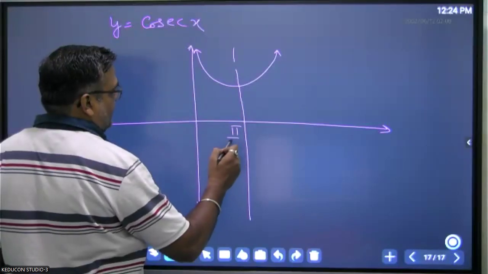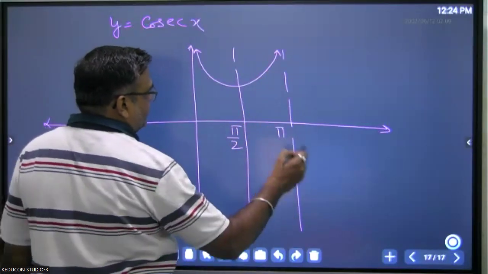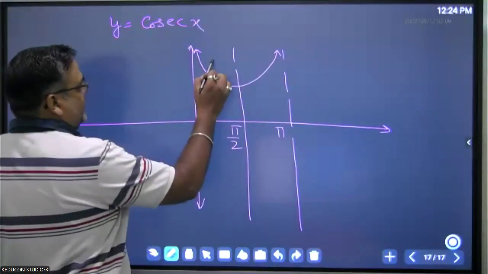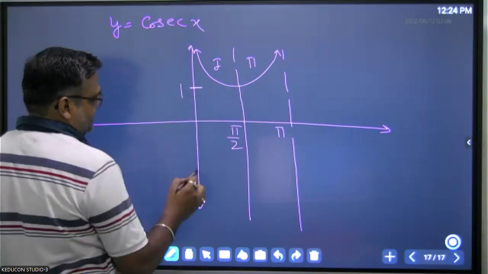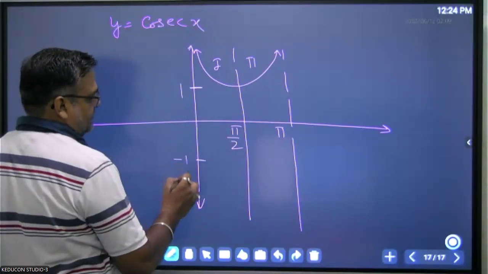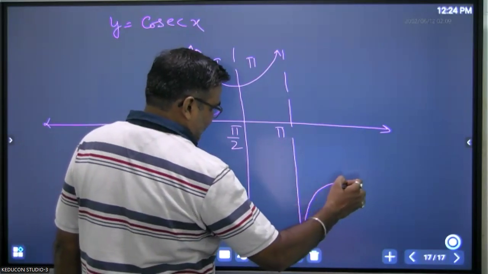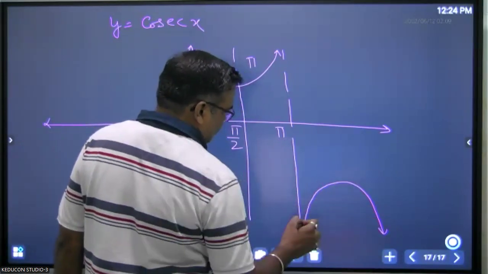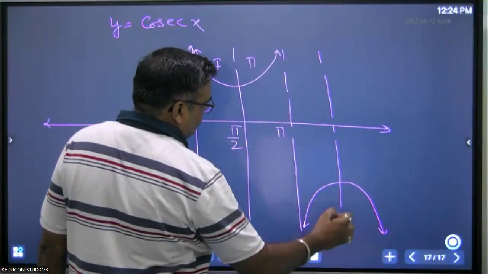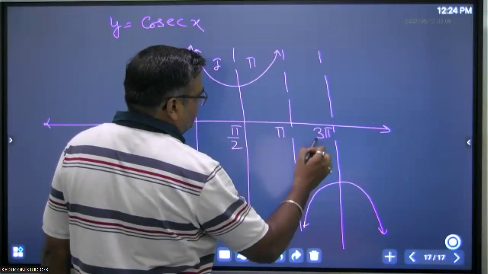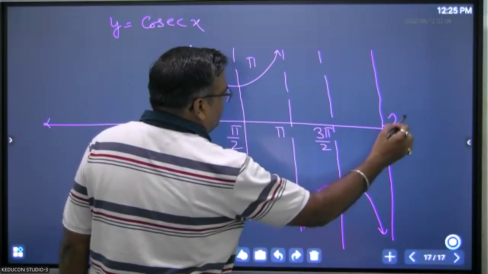This point will be pi by 2. This is pi, right? First and second quadrant. This is first quadrant, second. Third quadrant, it is negative. So third quadrant will be somewhere here. It is like this, right? So this value is 3 pi by 2. This value is 2 pi, right?